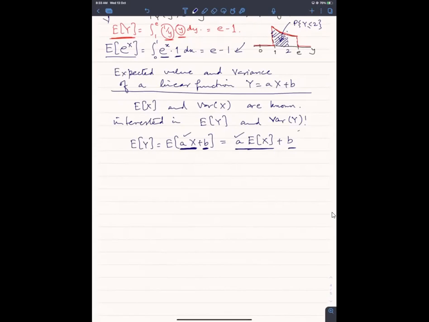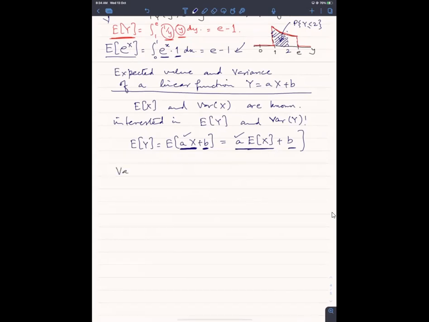So this is a pretty intuitively obvious sort of relationship, which we had seen for the discrete case. It can be proven rigorously by using the definition of expected value.